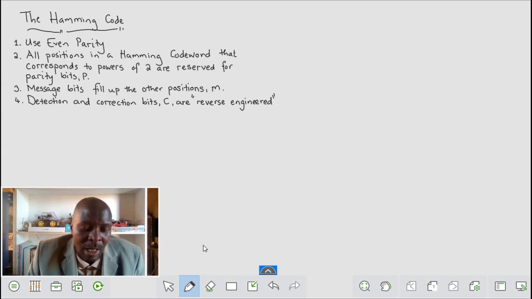Okay, now that you've looked at parity bits and parity words and you understand what that is, I want us to now look at a spectacular use of parity bits, which uses even parity, and it's called the Hamming code by Richard Hamming. Now, all the positions in the Hamming code word that correspond to powers of 2 are reserved for parity bits.